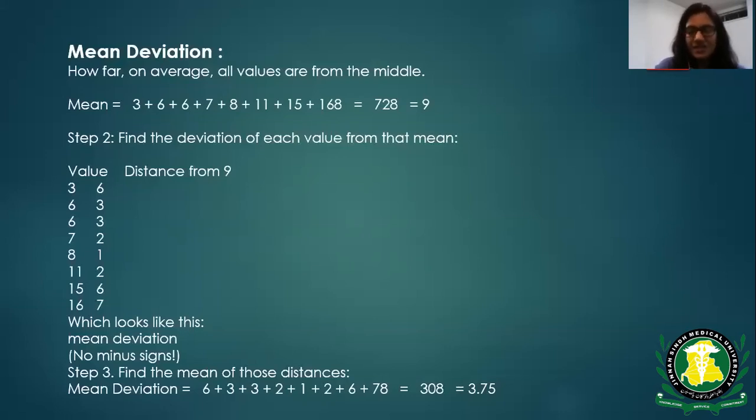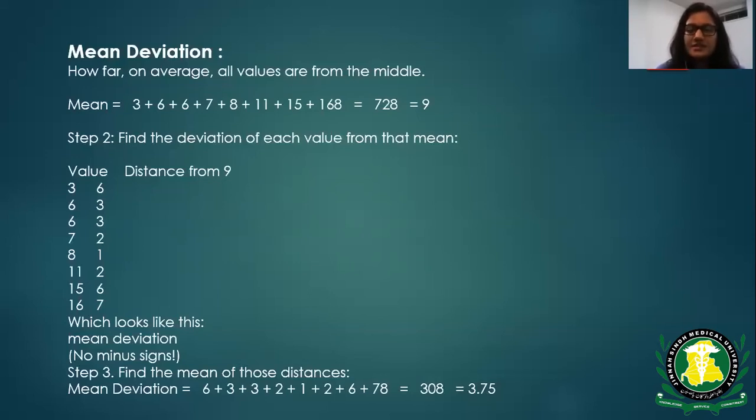Mean deviation. Now we're stepping up, right? And this would become a little complicated. It sounds complicated, but it's not. Since we now know what the mean is, the average number, mean deviation tells us how far, on average, all values are from the middle.